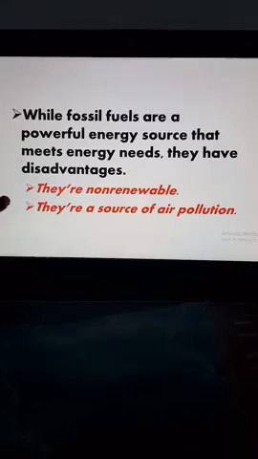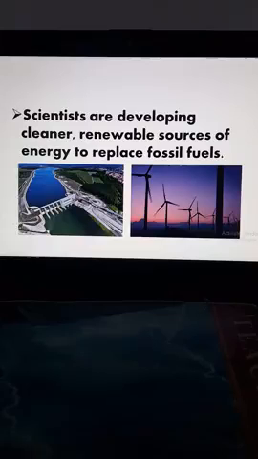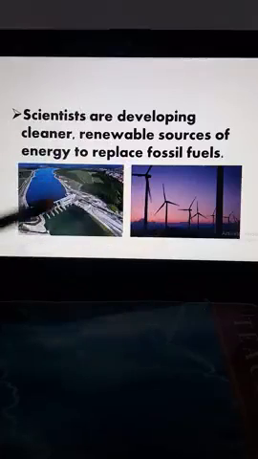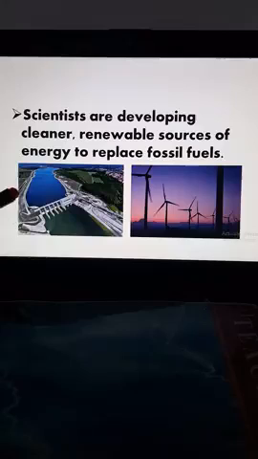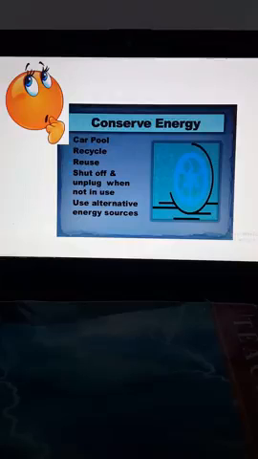Second, they're a source of air pollution. We learned from the previous lesson that burning of fossil fuels emits carbon dioxide and carbon monoxide, which pollute the environment. Now, because of that problem, scientists are developing cleaner and renewable sources of energy to replace fossil fuels. Examples are your windmills from wind energy and hydroelectric power plants, which we're going to learn in the next lesson.